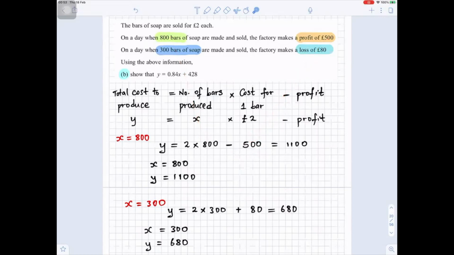So that will give you, when x is 800, you get 1,100. And then when x is 300, we will substitute 300 bars of soap, and it makes a loss of 80. So we add it. Remember, it's a plus now, not a minus. It's a plus because that was a loss. So that gives us 680. When x is 300, y is 680.